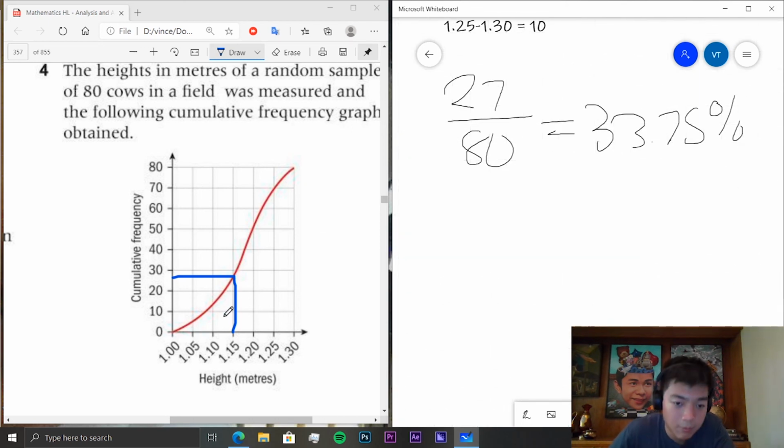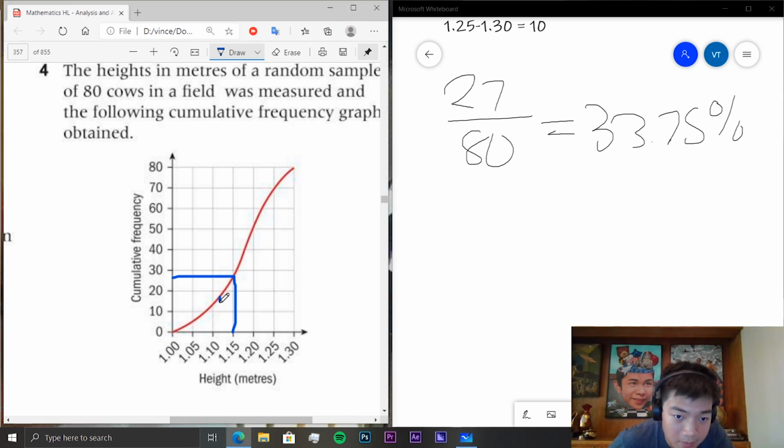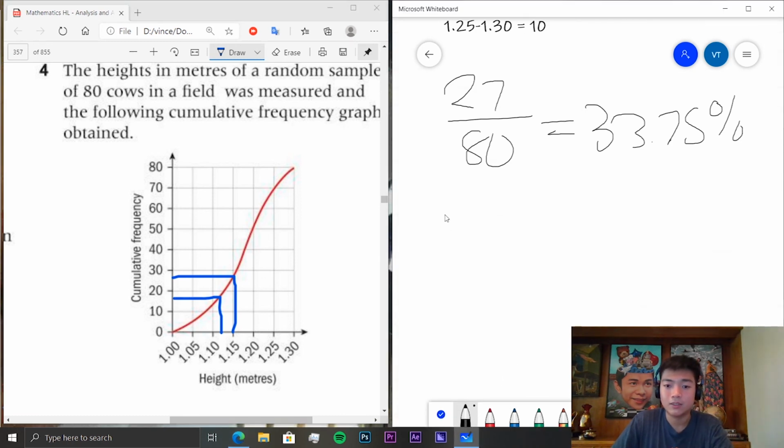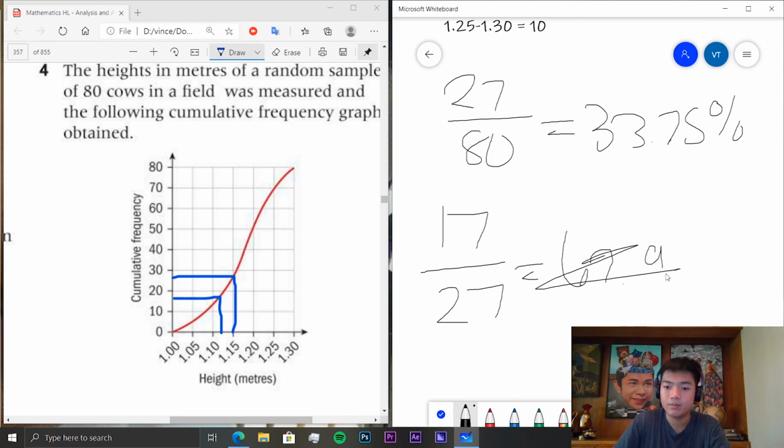If it is less than 1.15 meters, we need to find the probability that it's less than 1.12, which I'm going to mark down here. And I'm going to say that's around 17. So this probability is 17 over 27, which is equal to roughly 63%. The values that you get for these two will differ because you might read a different amount here, but as long as they're around the correct value, it should be okay.